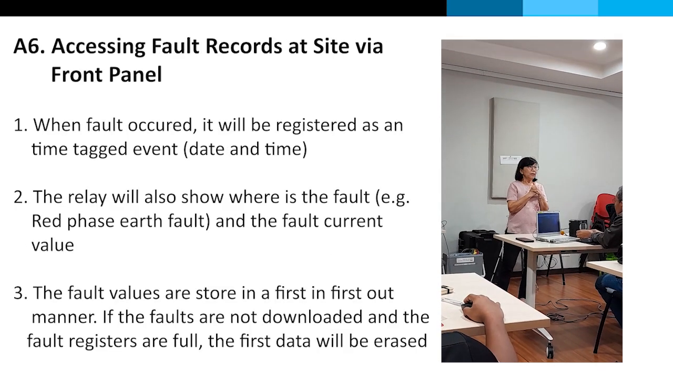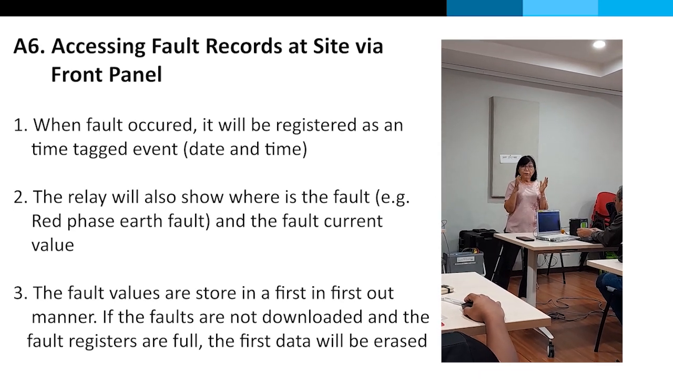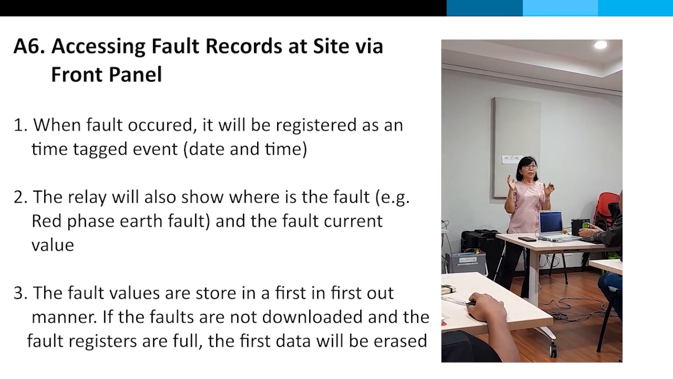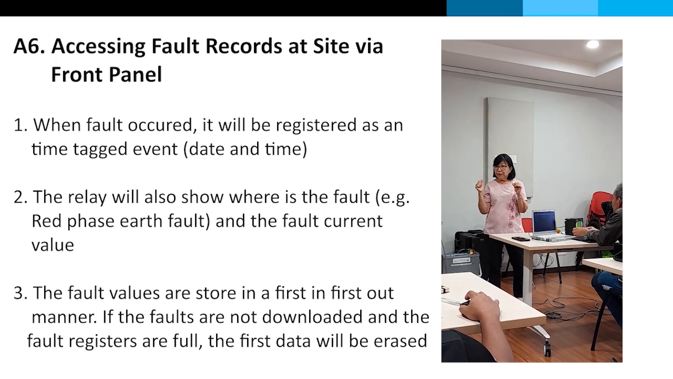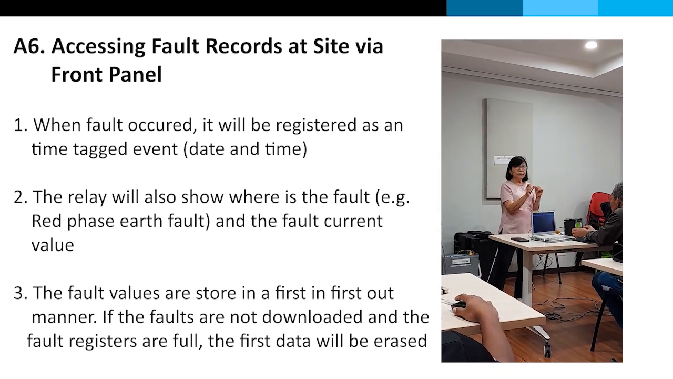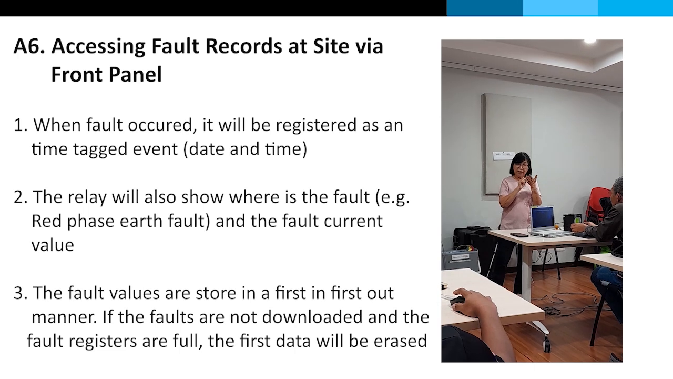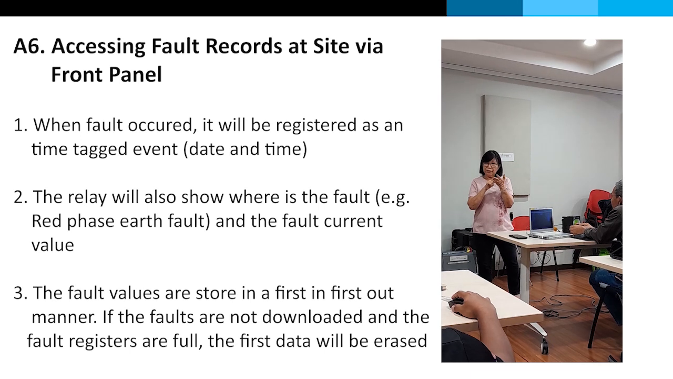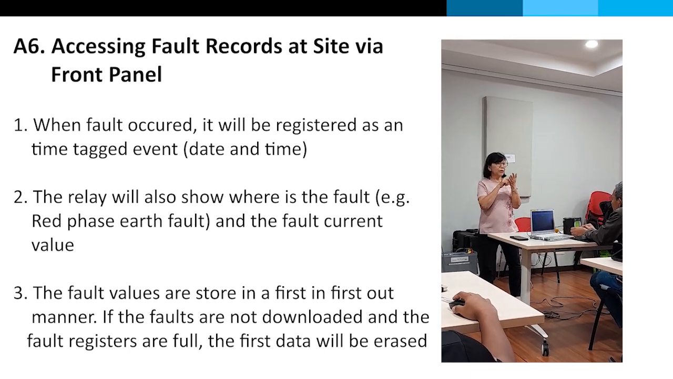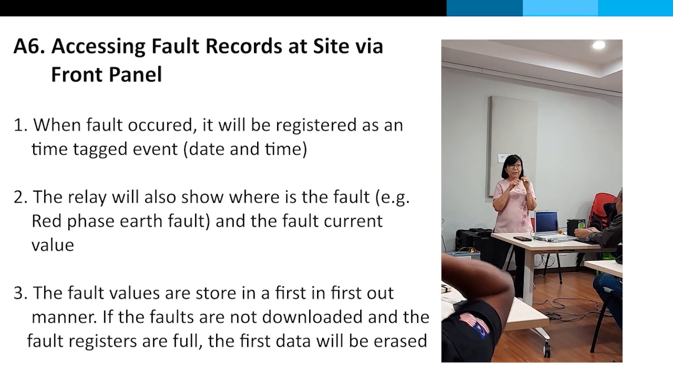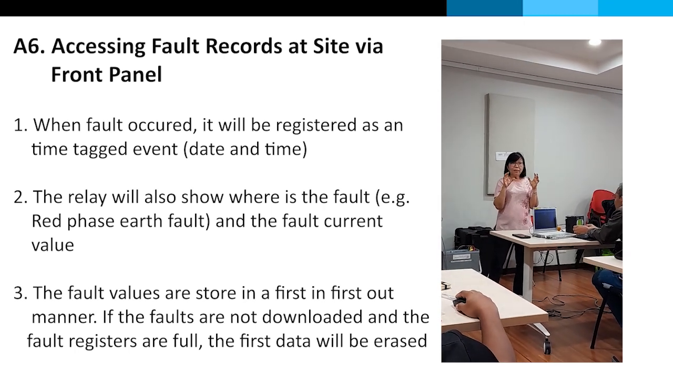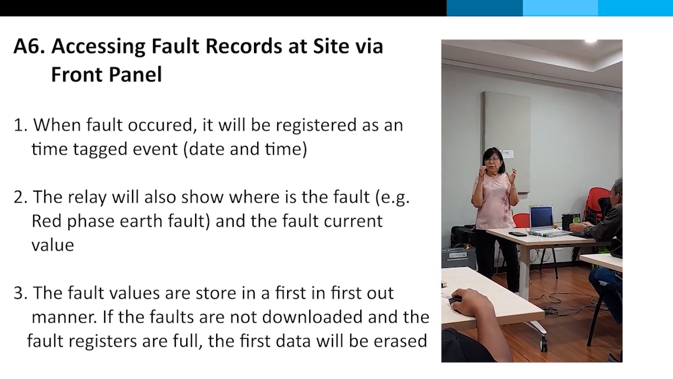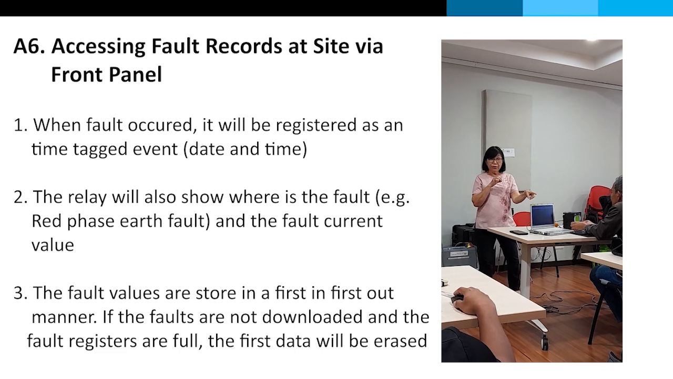Okay. So the other thing is, if there's a fault, maybe like yesterday 2 p.m. there was an overcurrent fault. So the fault will be registered as an event. It gives you the date, time, and what kind of fault. Maybe red phase earth fault, or red phase to blue phase earth fault. They will tell you which phase has the fault, and it will also record the fault current. If red phase has a fault, what is the fault current? It is recorded in this relay, MB2 relay.